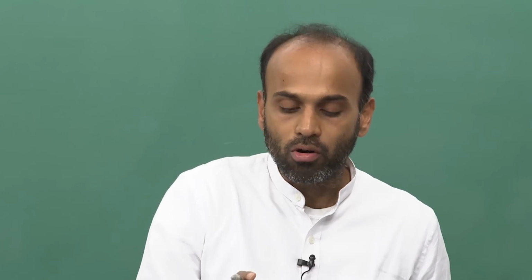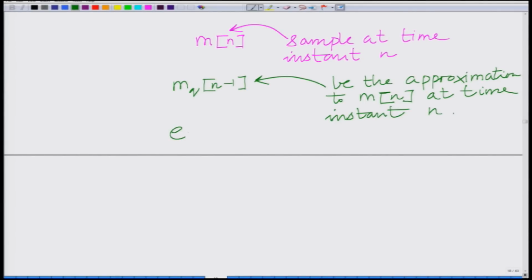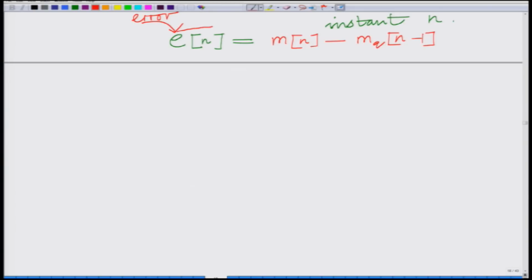And therefore, we have the error E[n], which will be equal to M[n] minus MQ[n-1]. This is the error, sample minus the approximation. Now, we are going to quantize E[n], and we are going to do that with 1 bit.